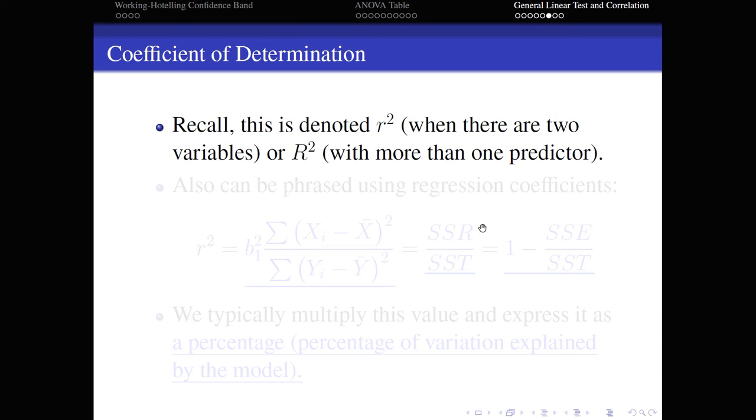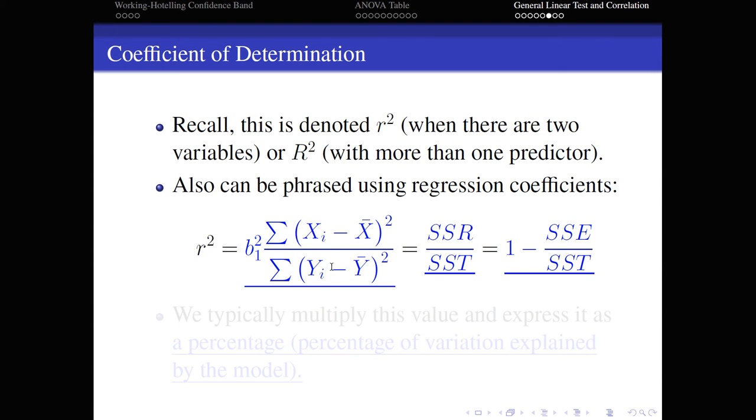Now, if that gives us the correlation coefficient, then when we look at the coefficient of determination, or squaring the correlation coefficient, we end up with the sum of squares regression divided by the sum of squares total. And remember that the sum of squares total is just the sum of squares of y. So we end up with the sum of squares regression divided by the sum of squares total, which is 1 minus the sum of squares error divided by the sum of squares total.